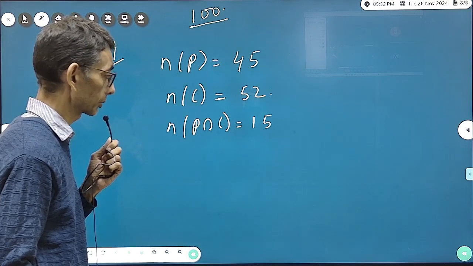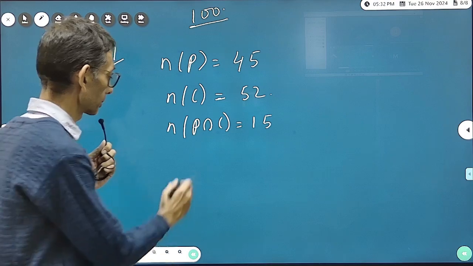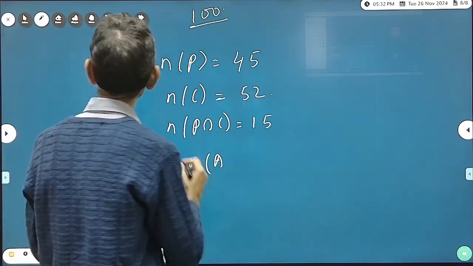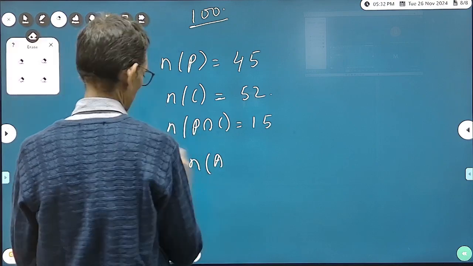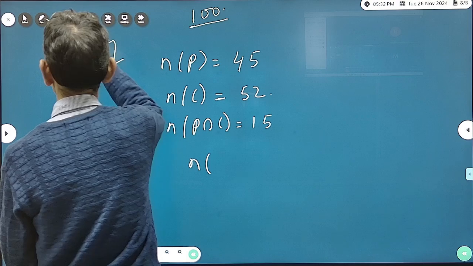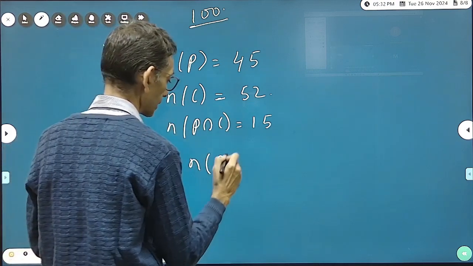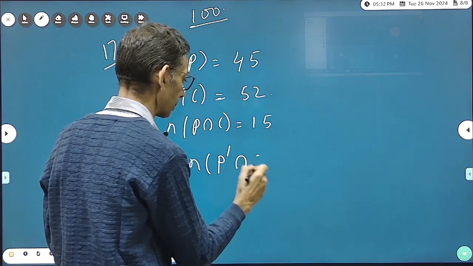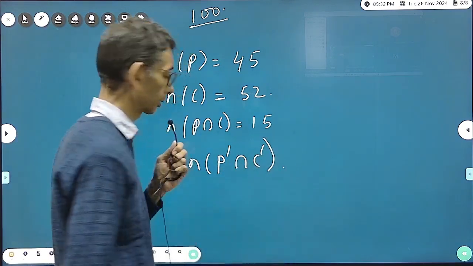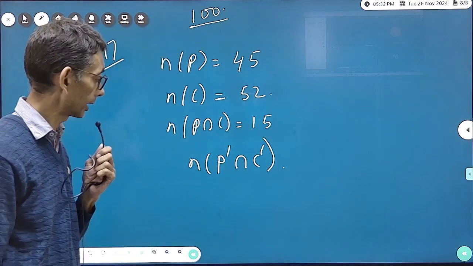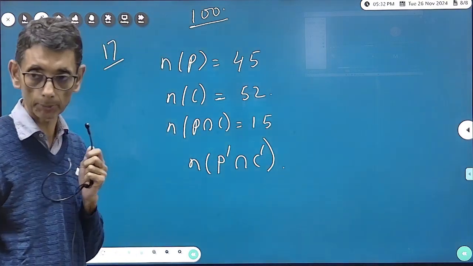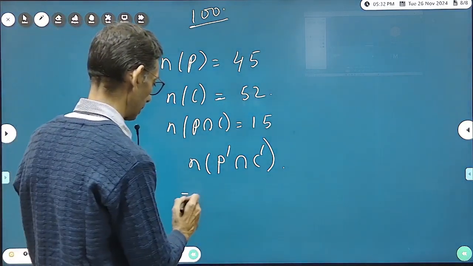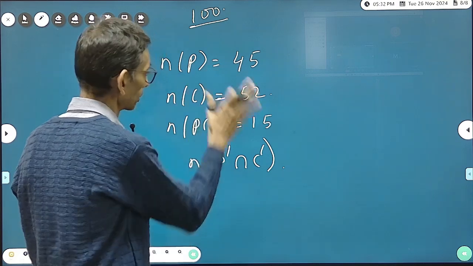So what's the question? What do we need? Number of students who read neither physics nor chemistry. You need n of P complement intersection C complement, right? So to do this, it is easier if we take n of something first.